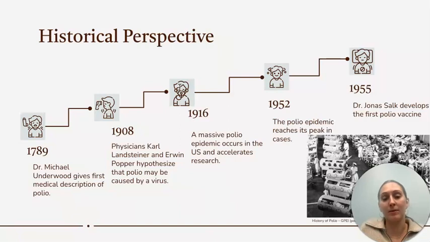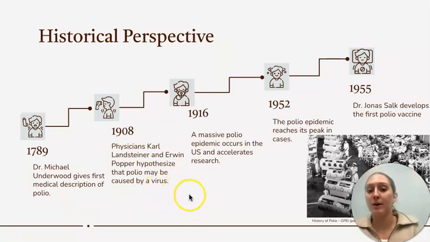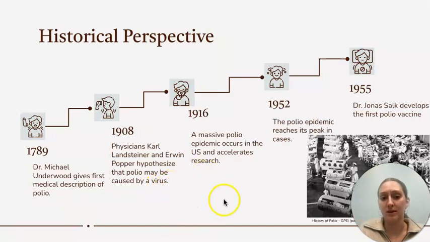So polio has been tracked back even to ancient Egyptian times. It's played a very large role in our culture up until its eradication in more recent decades. In 1789, we had our first medical description of polio. In 1908, physicians Karl Landsteiner and Erwin Popper hypothesized that polio may be caused by a virus, and we had multiple large epidemics in the meantime. And this was up until we developed our first vaccine in 1955.